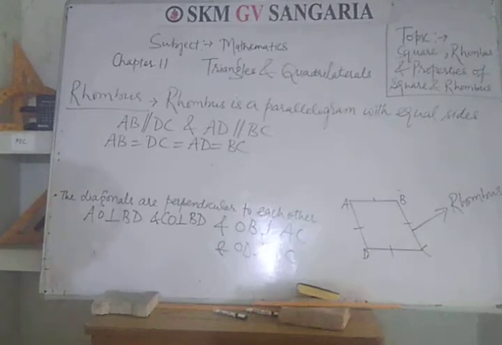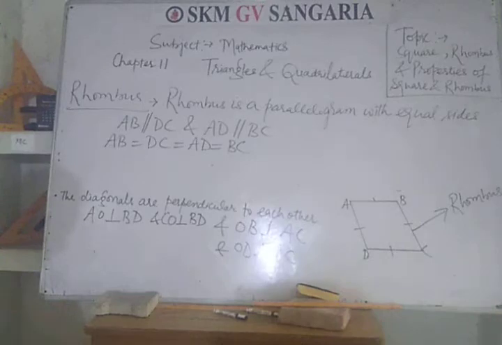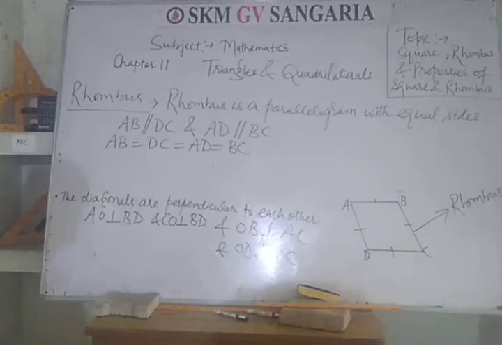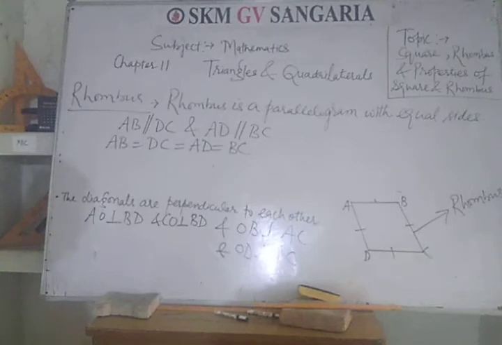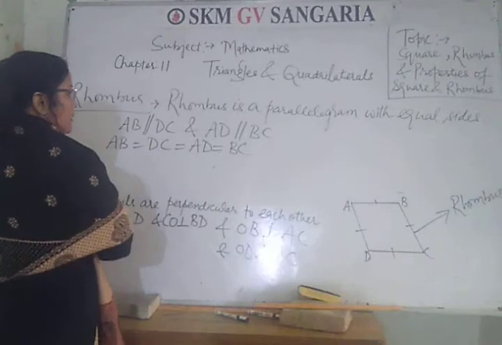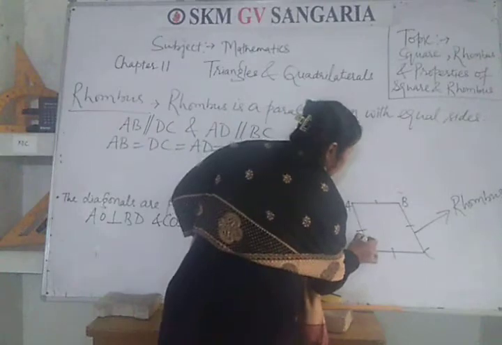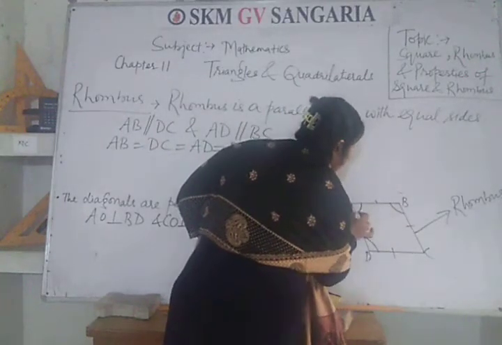Then come the properties of a rhombus. First property is opposite angles are equal. Then adjacent angles are supplementary. Diagonals bisect each other and diagonals are perpendicular to each other. First of all, here opposite angles are equal. Angle D here.